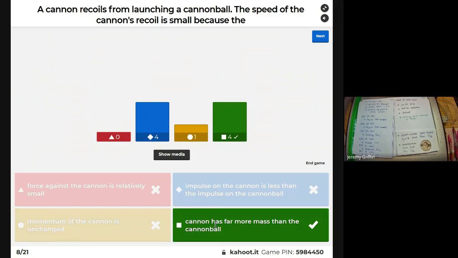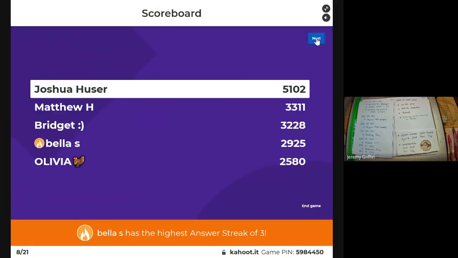Okay. But the cannon has so much mass that you take that impulse, you divide by a huge mass, that's a very small change of velocity, right? Or the old way of thinking about it was that it has so much inertia that the acceleration during that explosion would be very small. So however you think of it.